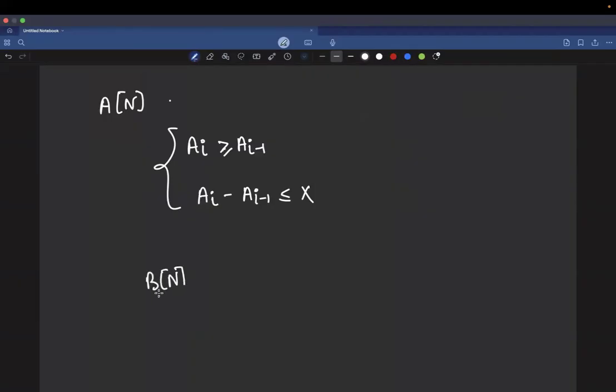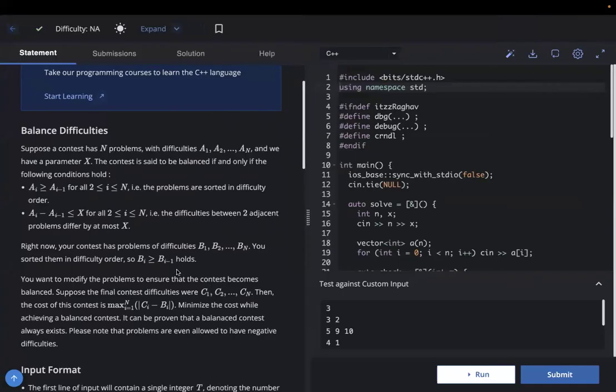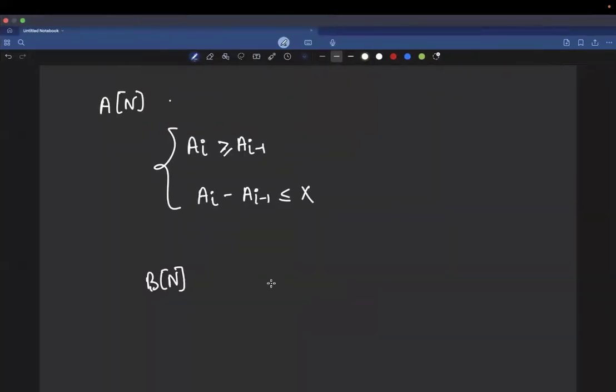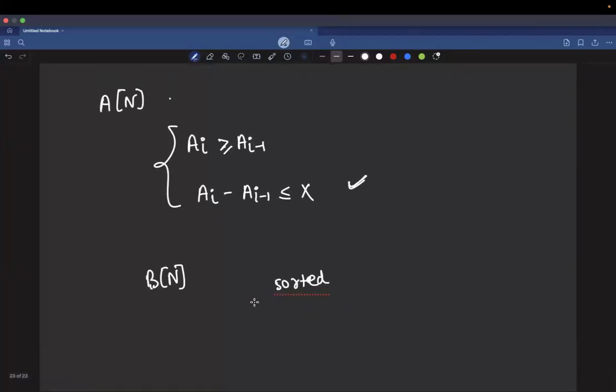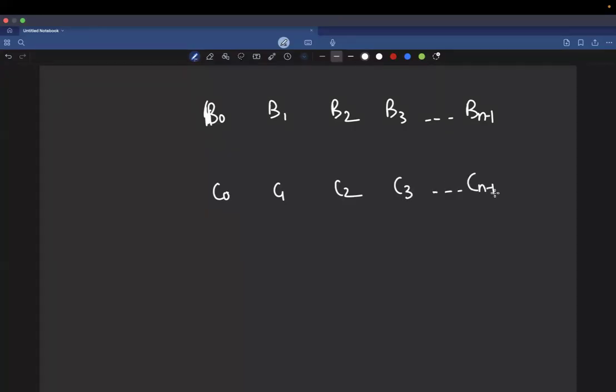We have been given an array of length n, and we know that this array is already sorted, but it might not follow the second condition of having these elements with absolute difference less than x. So what we can do is, in this array B, which we have, let's say B0, B1, B2, B3, and so on, Bn minus 1, we can add or subtract some value to them and change their values. And let's say after changing the values, the array becomes C0, C1, C2, C3, Cn minus 1.